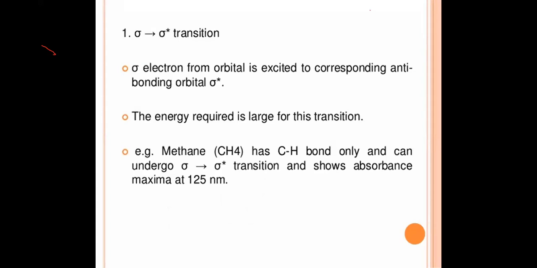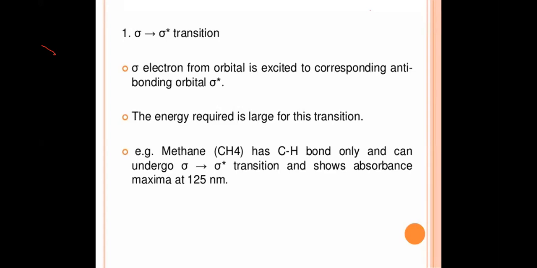Based on the electrons involved in the bonding, different types of electronic transitions are observed in UV spectrophotometry. The first electronic transition is the sigma to sigma star type. Sigma electrons from the orbital are excited to the corresponding anti-bonding orbital. Obviously, the energy required is large for this type of transition.